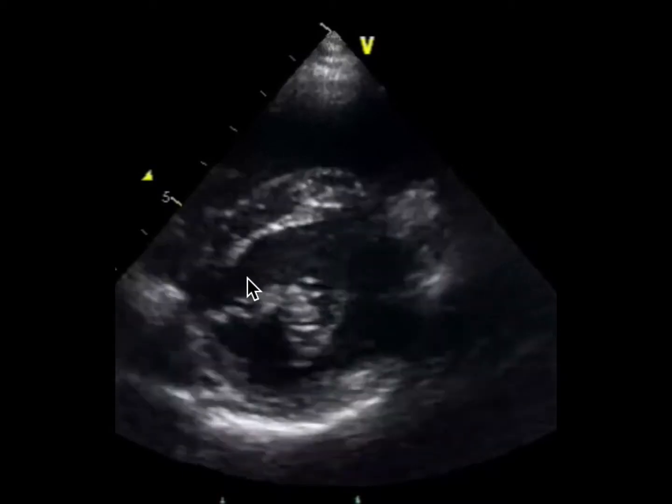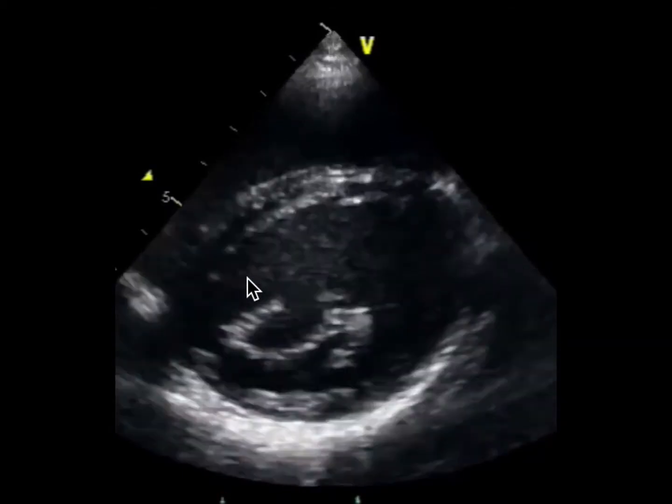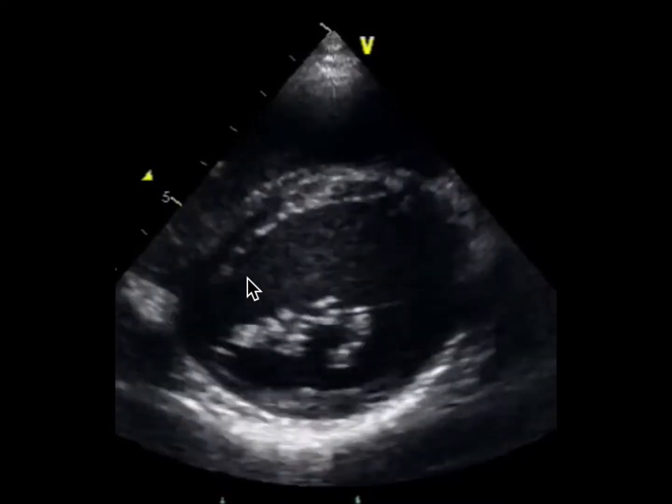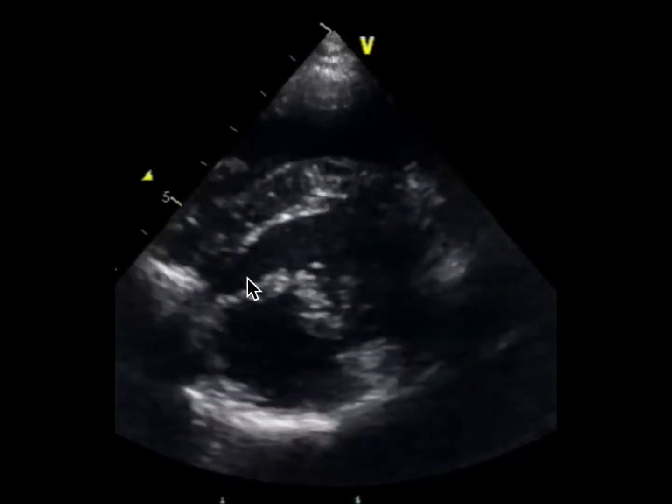This is the same view, the parasternal short axis mitral valve view. Review this image and identify the pathology. The slide will advance in 5 seconds.